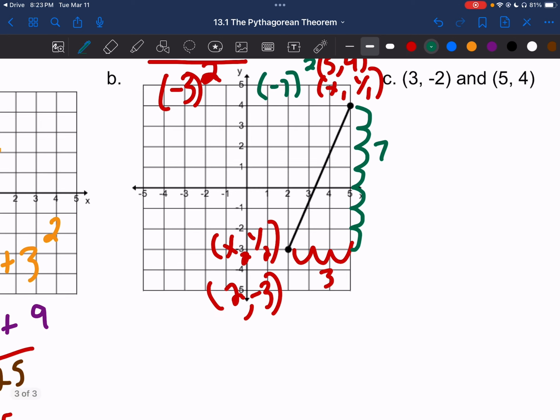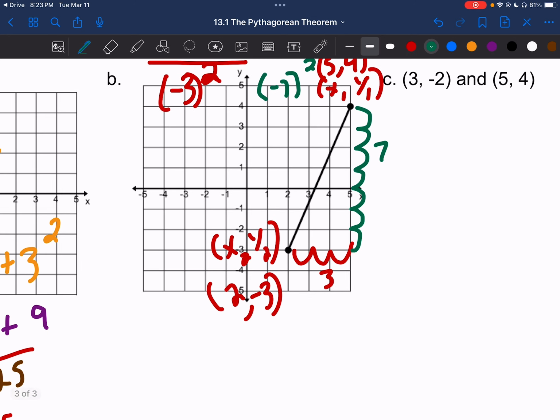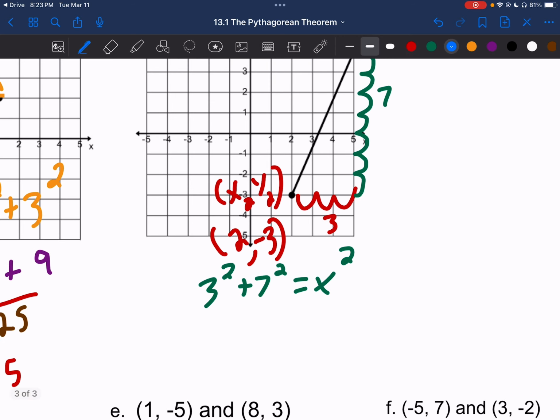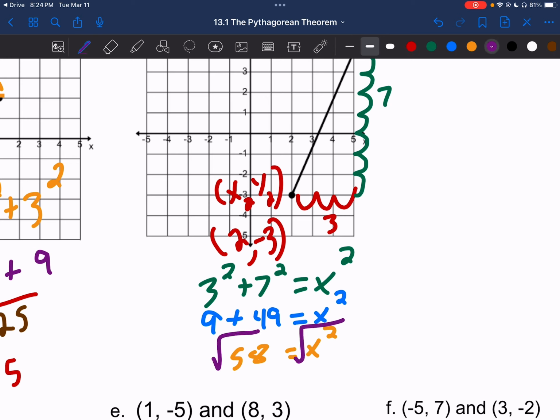So let's just use Pythagorean theorem. 3 squared plus 7 squared is equal to x squared, our unknown. So 3 squared is 9, 7 squared is 49, and that's equal to x squared. Add them together, you get 58 is equal to x squared, and then you need to take the square root of both sides here. And the square root of 58 is 7.62, and that's equal to x.